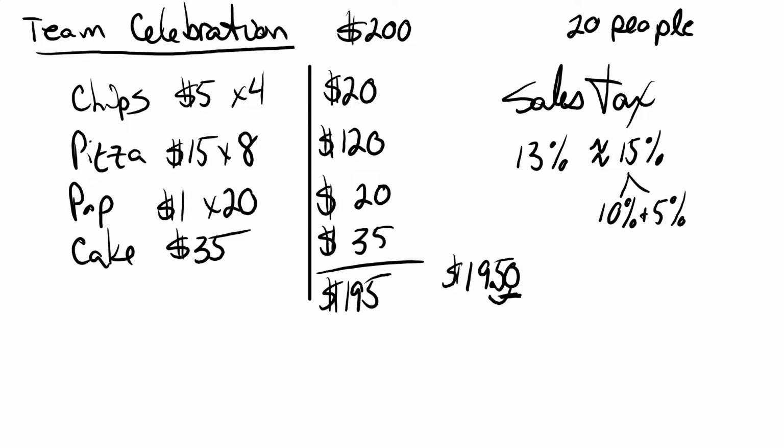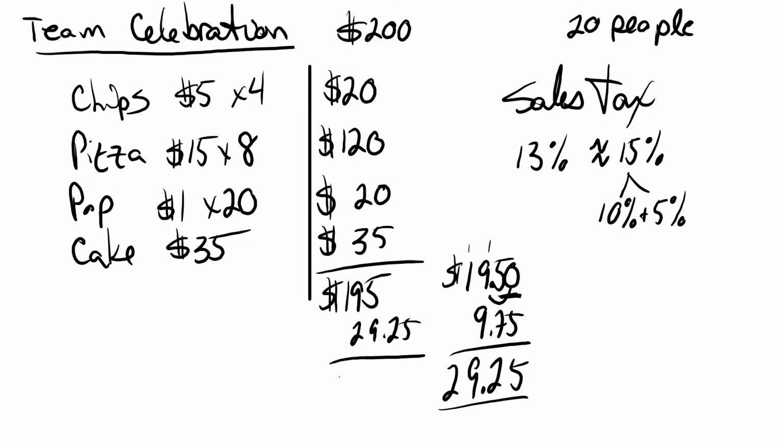And then half of 50 is 25, so that means half of 1950 is 975. Adding those together, we've got $29.25 in tax if it was 15%. So we know that this is going to be a little bit higher than what it should be, but it's a pretty good estimate. It's not too hard to see that adding $29.25 to $195 is going to end up being bigger than $200.